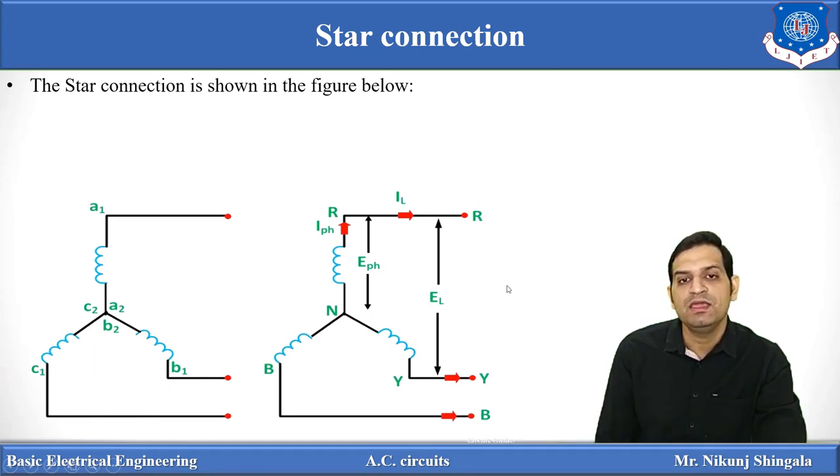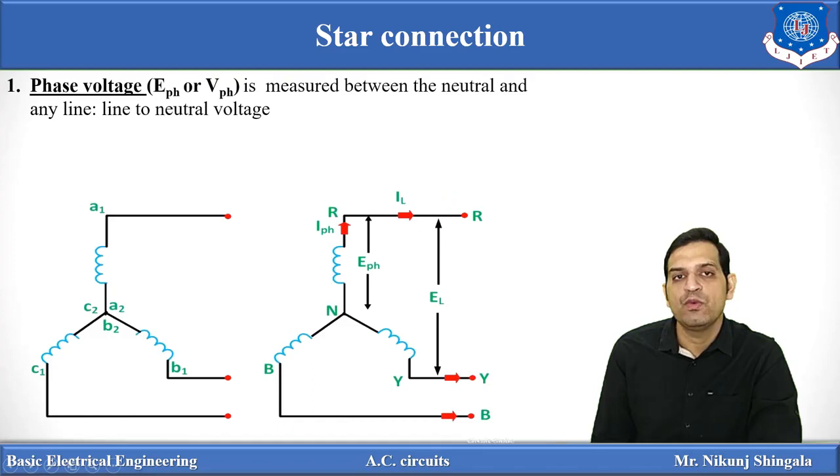R, Y, B are the phases. Now R, Y, B here you can see are the lines. These are known as the lines, and these are the windings you can see here. Now some labeling is done over here, and based on that I am going to define certain terms. So the first one is phase voltage, which is denoted by E phase or V phase. Here you can see, it is measured between line and neutral.